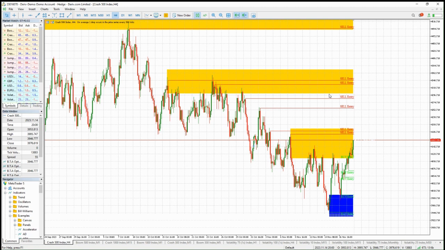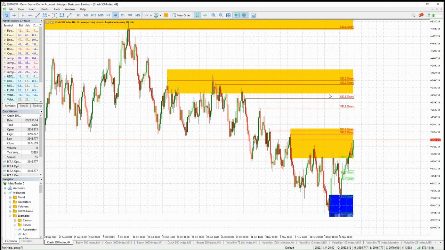Now, we're starting off with Crash 500 right now. As you can see, I am in my 4 hour time frame. Now, this is my price action strategy. I do what is called a top down analysis, which means basically that we start from a very high time frame and we narrow it down, going back to smaller time frames, and look for entries from those smaller time frames. So basically, we do an analysis from usually the 4 hour time frame up until the 5 minute or the 15 minute time frame. So that is exactly what we're going to do right now.